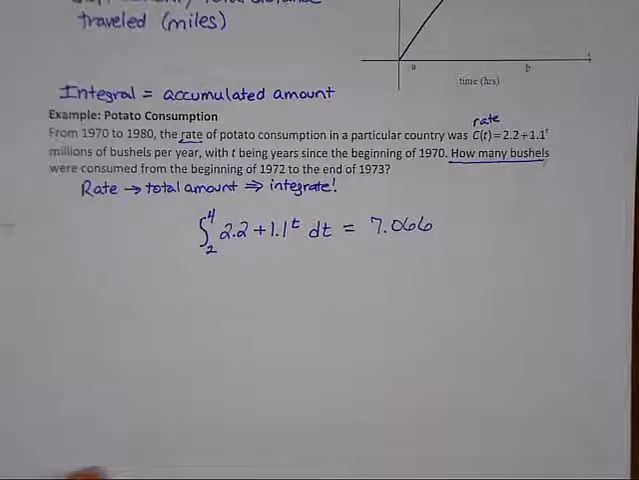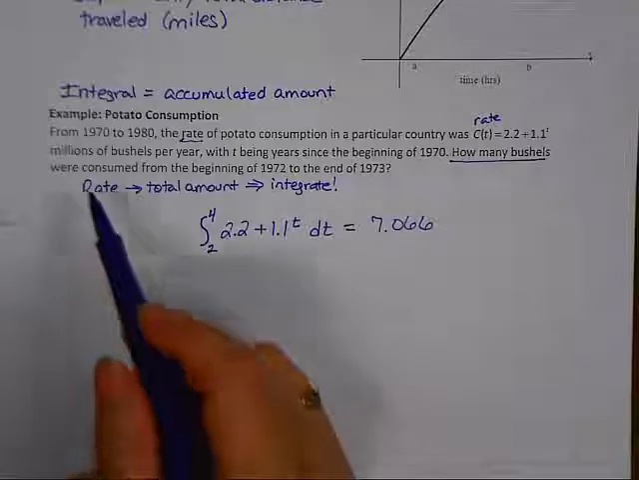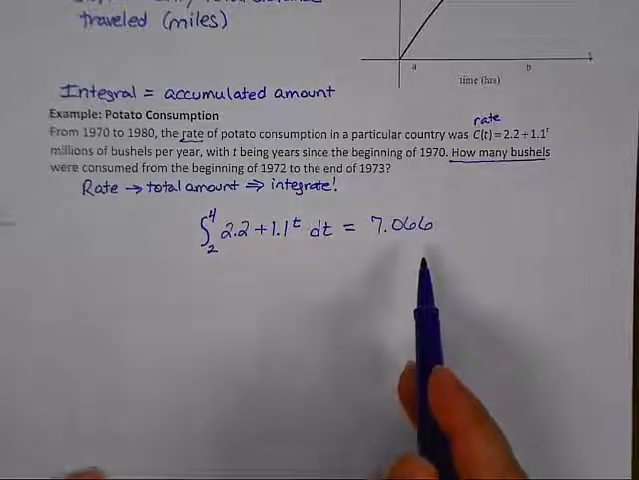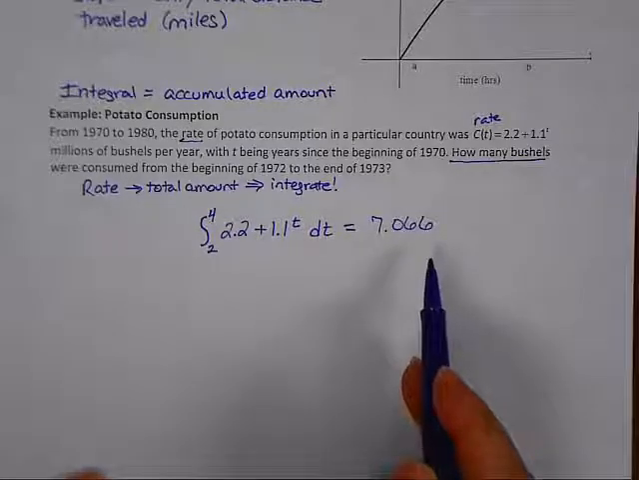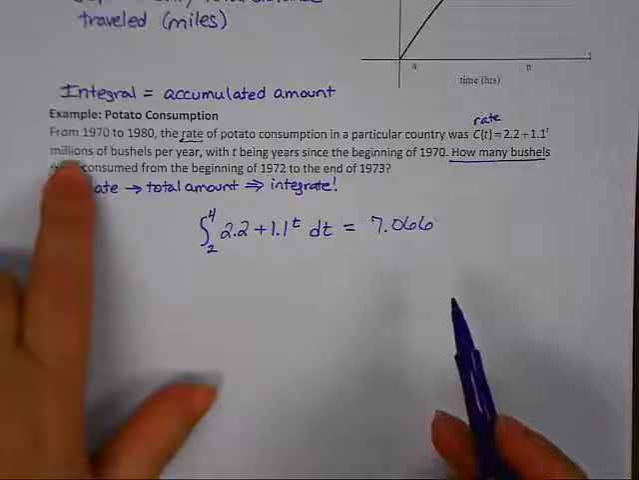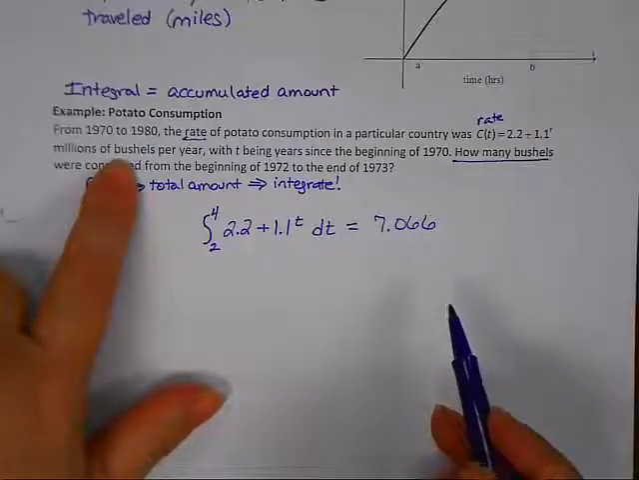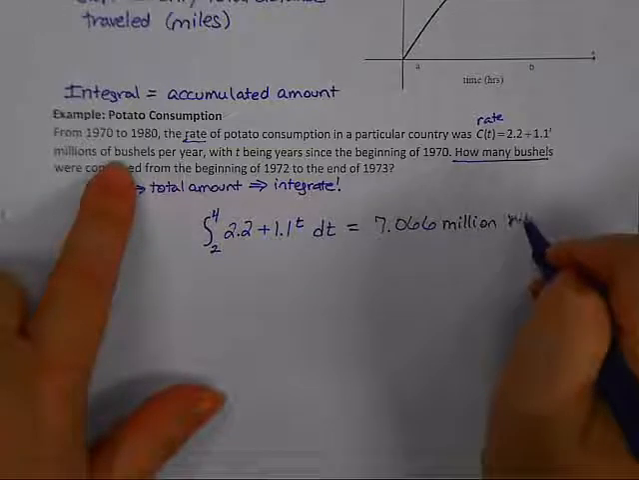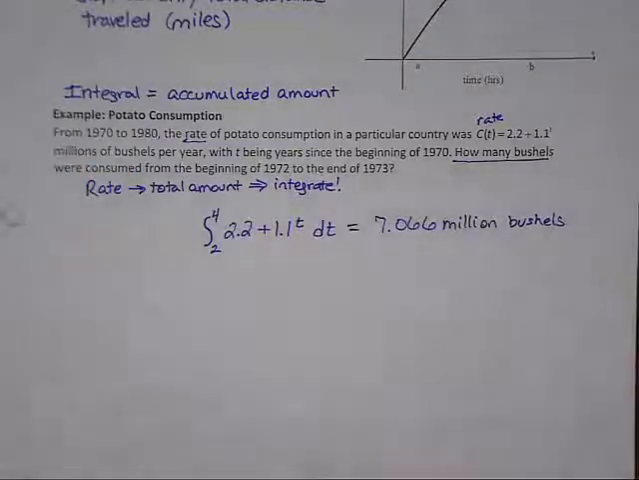Okay, it looks like bushels, but go back, it says how many bushels were consumed. Do you think that an entire country consumed 7 bushels of potatoes over 2 years? I don't think so. Okay, it says right here that the equation is in millions of bushels, so this is million bushels. And that makes a little more sense. There would be a huge famine going on if an entire country only ate 7 bushels of potatoes over 2 years' time. It would not be a pretty picture.